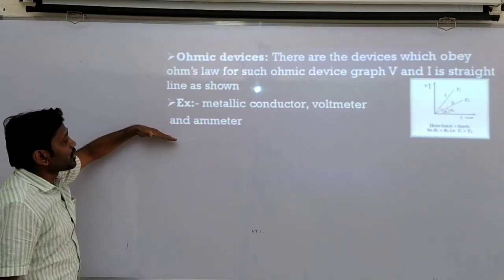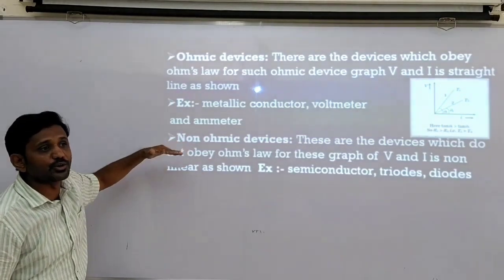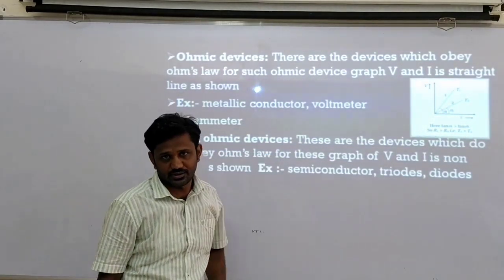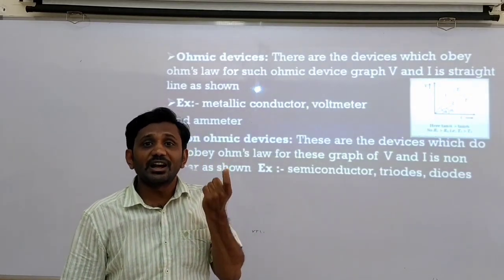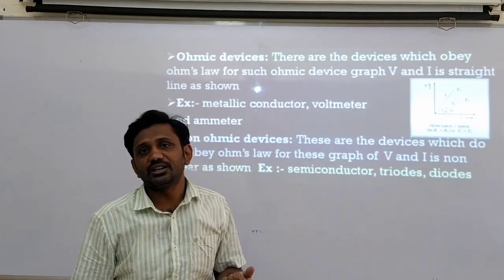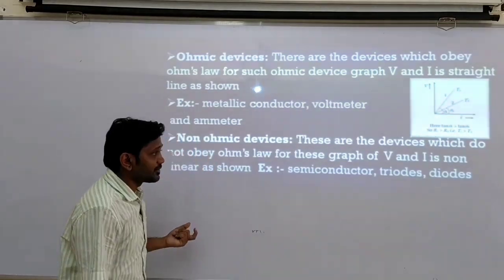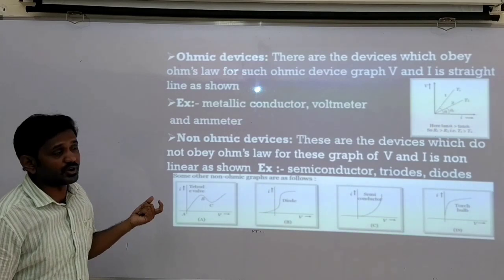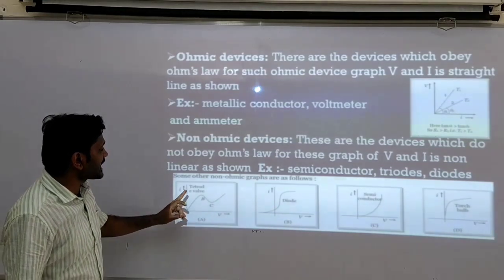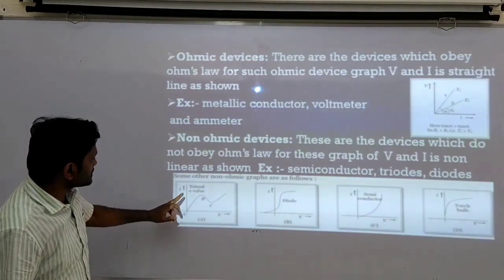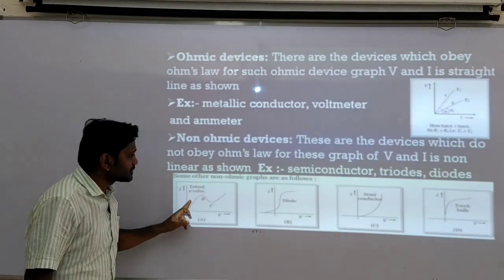Then next one, the non-ohmic devices. Non-ohmic devices are the devices which do not obey Ohm's law. It means the current and voltage are not directly proportional to each other. If you plot the graph of V versus I for these materials, we get a non-linear curve. For example, for a triode tube, a non-linear curve is obtained.